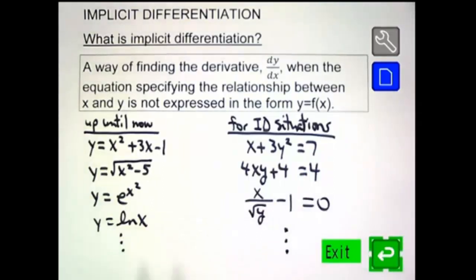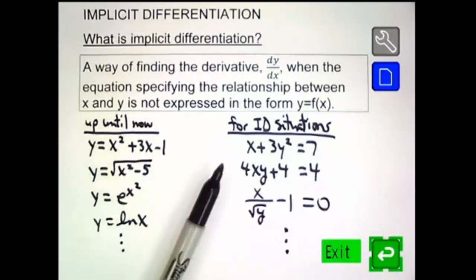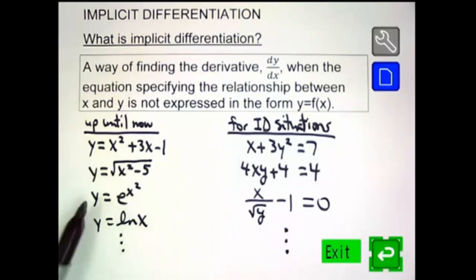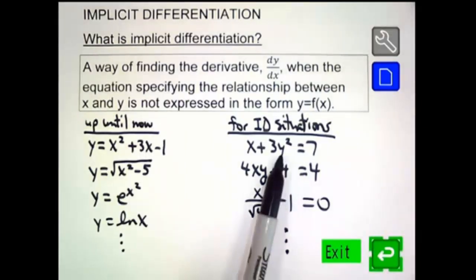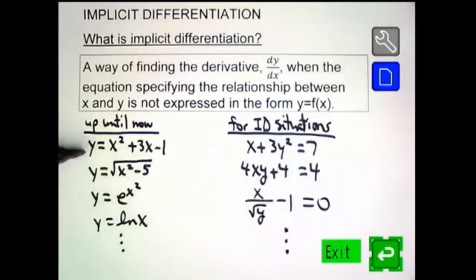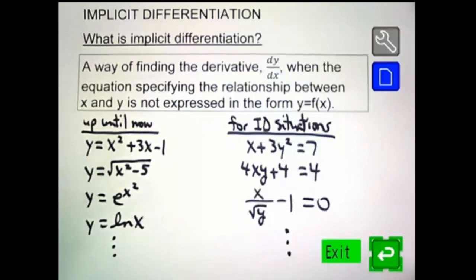But here's the contrast between the two things. Our old derivative rules up to now have assumed that you're going to have y equal to. Implicit differentiation shows us that we can actually find the derivative without having an explicit equation written in the form of y equal to something where it's a function of x. So even though we're going to think of y as being some function of x, we don't explicitly have to write it that way. So that's sort of what implicit differentiation is in a very simplistic way.